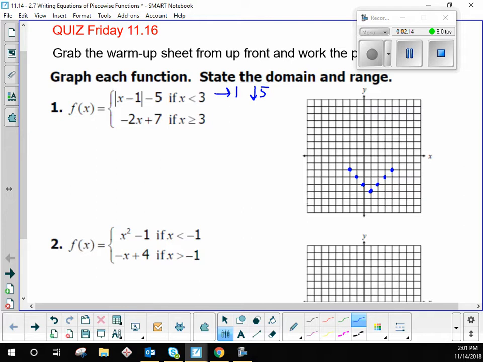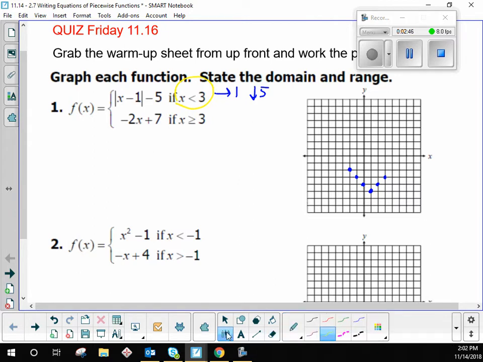I only need it for all x's that are, what does this sign mean? Do I need less than 3 or bigger than? Less than, right? It's always pointing to the smaller thing and opening to the bigger value. So I need to keep that graph for everything where x is less than 3. So I'm going to erase some stuff. So I'm going to find where x equals 3 on my graph and erase anything that comes after that and keep everything that comes before.